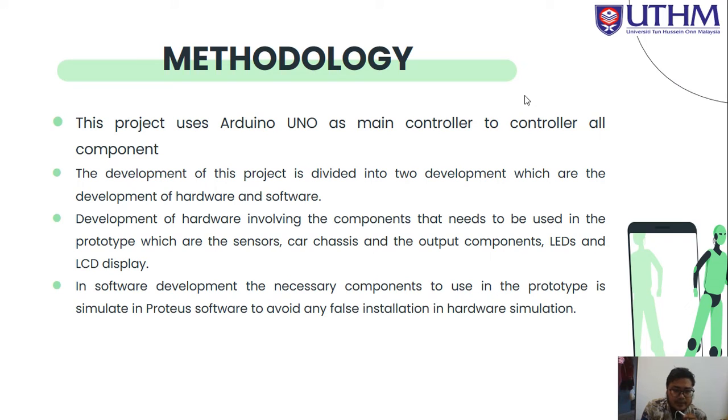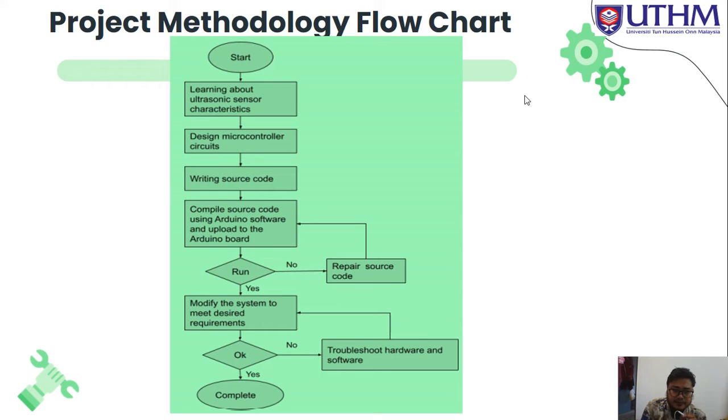The development of this project is divided into two parts, which are the development of hardware and software. Development of hardware involves the components that need to be used in the prototype, which are the sensor, car chassis, and the output components, LED and LCD display. Last, in software development, the necessary components to be used in the prototype are simulated in Proteus software to avoid any false installation in the hardware.